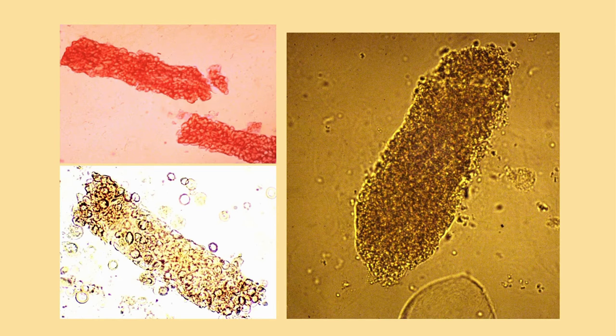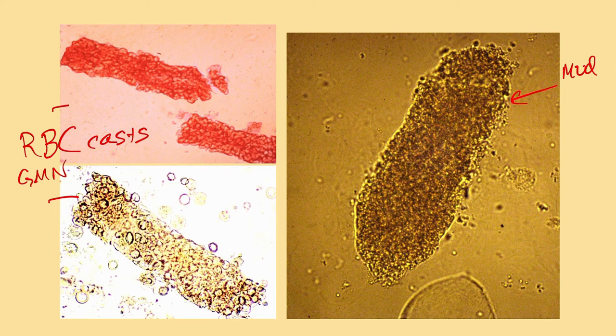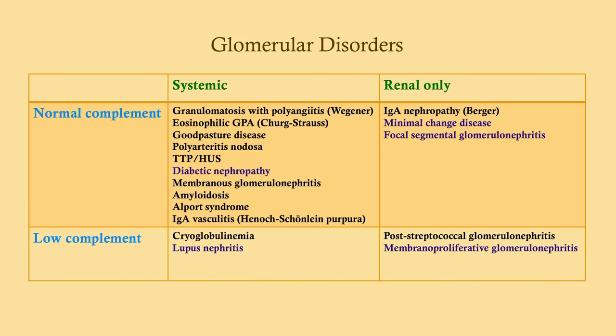Okay, so these are casts, and I go over this in my intro video. What are these here, these two? These are red blood cell casts. So this points to a glomerulonephritis, or glomerular nephropathy. What's this here? This is a muddy brown cast. And this points to what? Acute tubular necrosis. Totally different disease process.